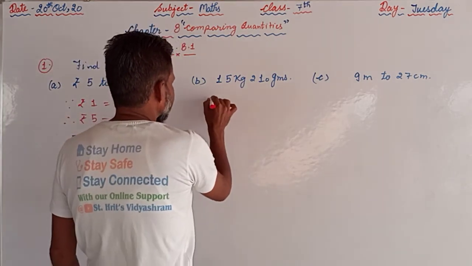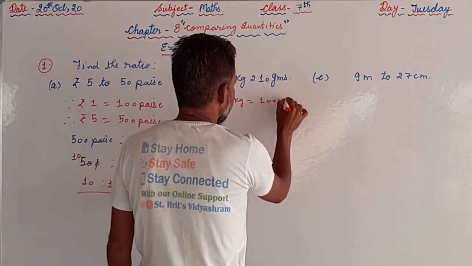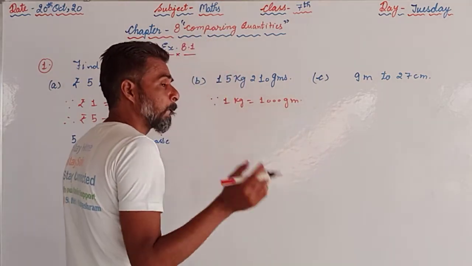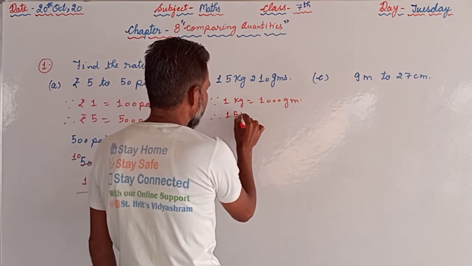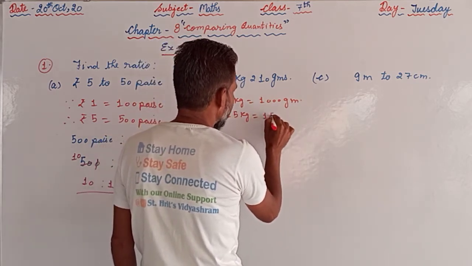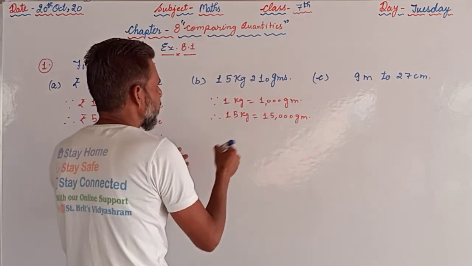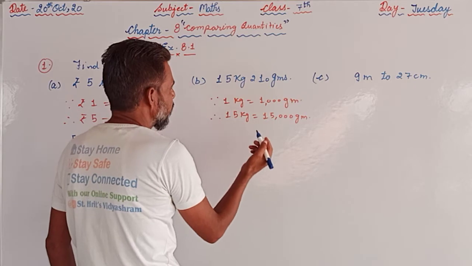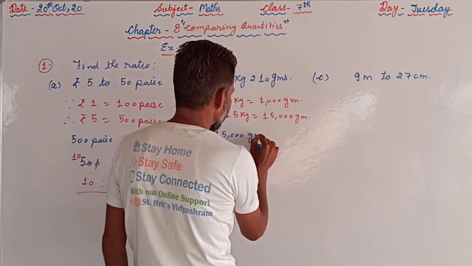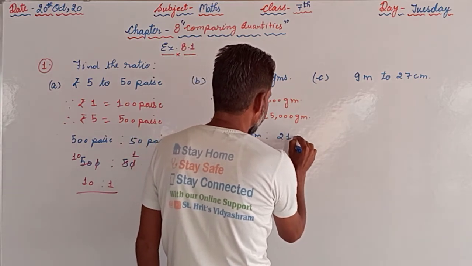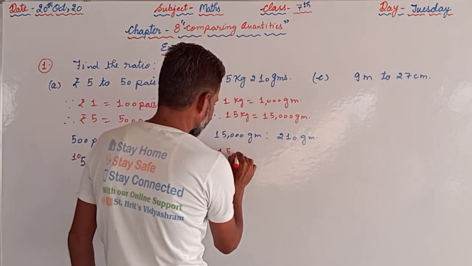Here again, as 1 kilogram equals 1000 grams, as we have discussed in our previous chapters, therefore how many grams are there in 15 kilograms? 15 kilograms will be equal to 15,000 grams. So in place of 15 kilograms we convert into grams, that is 15,000 grams is to 210 grams. Now the units are the same. Now we can compare the numbers.